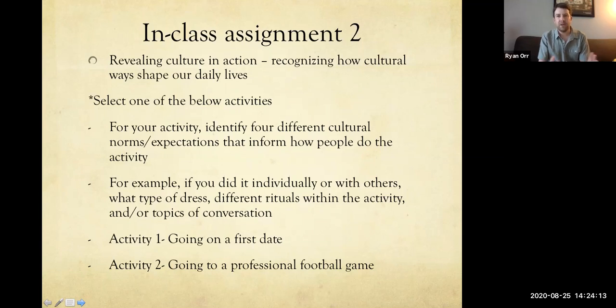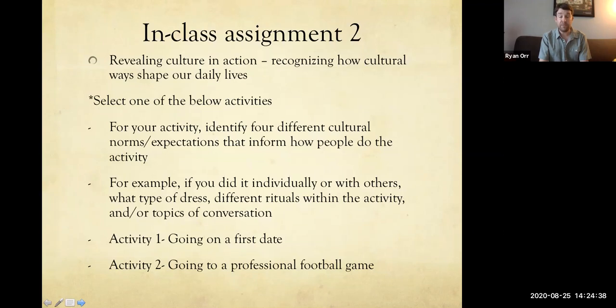And talk about certain things as conversation. So what are some conversation topics that are on the table or perhaps off the table according to what the culture of the first date tells you or the culture of the professional football game? So, the culture matters because if you go on a fifth date, the fifth time you go out with somebody, the culture is a little bit different compared to the first time.